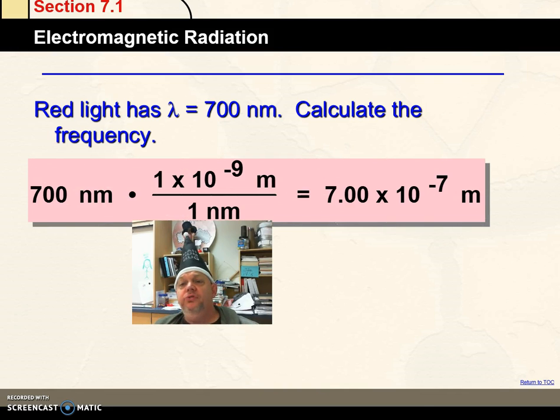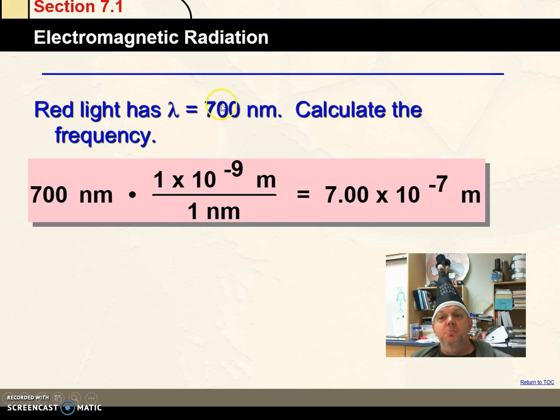Well, the first thing we need to do is change those nanometers into meters. How can we do that? Well, that's where we can do our conversion, our dimensional analysis, if you will. 700 times 1 times 10 to the minus 9th meters for 1 nanometer. Notice how the nanometers cancel out very nicely, and you get 7 times 10 to the minus 7th meters. So again, that's really tiny.